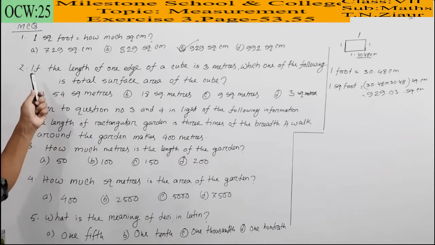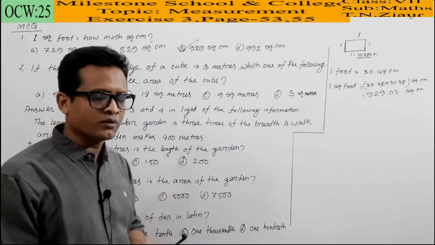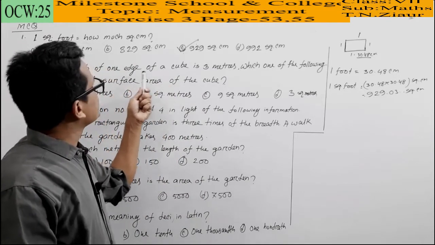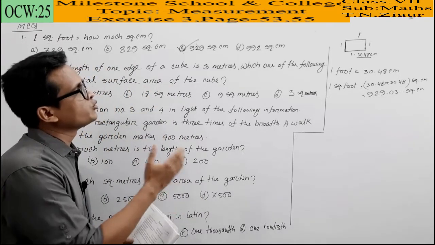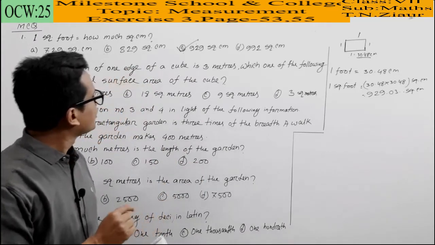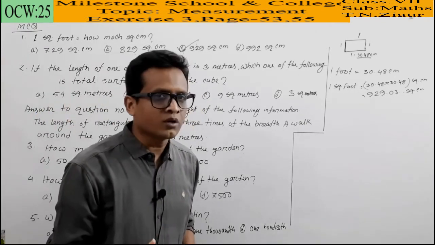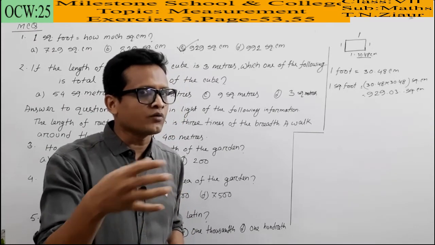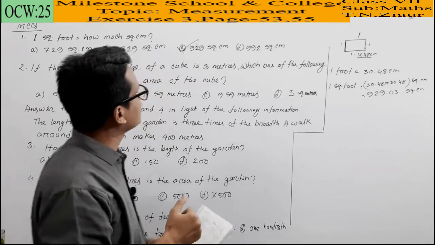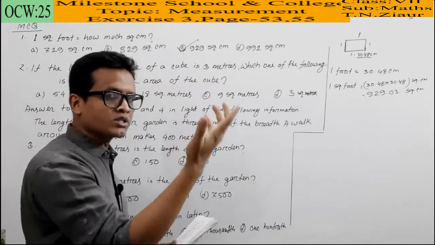I hope you understood. Okay, now, if the length of one edge of a cube is 3 meter, already I have given the formula for finding the total surface area. Here the given one edge of a cube is 3 meter, and which one of the following is the total surface area of the cube? Do you know the formula for the total surface area of a cube? 6a square, where a is the side. So now suppose the side, the one edge of the cube, is 3 meters, so side is 3.